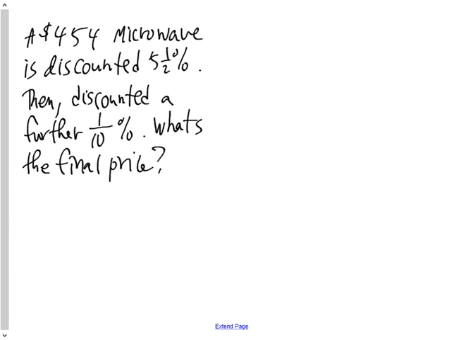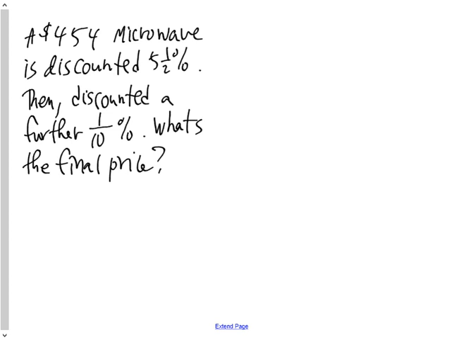So if we look at our first question, it says a $454 microwave is discounted at 5.5%, then discounted a further tenth of a percent. What's the final price? So there are three ways to solve it. Of course, the first way is to just figure out what each of these is and subtract. We're going to do the slow way, the long way for the first one.